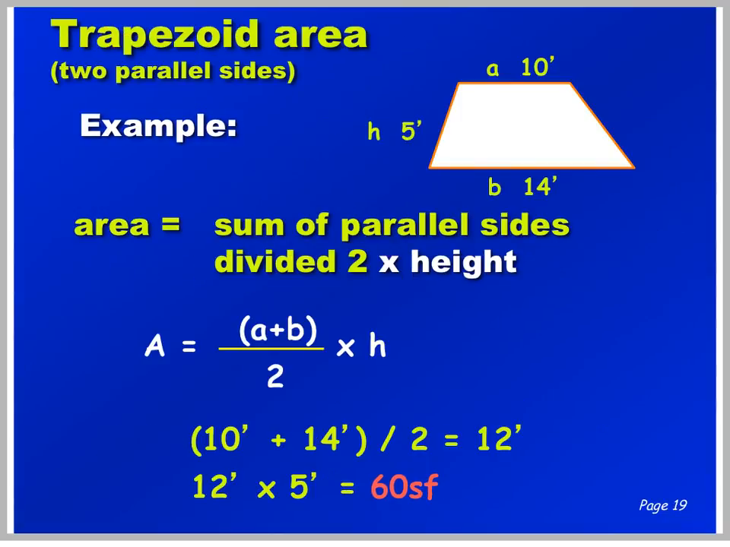The next shape I would like to investigate is a trapezoid. It simply means that the top line is parallel to that line, but there may not be any other parallels. It's a lot easier than it really looks. The formula is the area equals A plus B, which I'm going to add the 10 and the 14 together, divided by 2 times the height right here. So in the example above, you would have 10 foot plus 14 foot divided by 2 gives you 12 foot, and 12 times 5 equals 60 square feet.